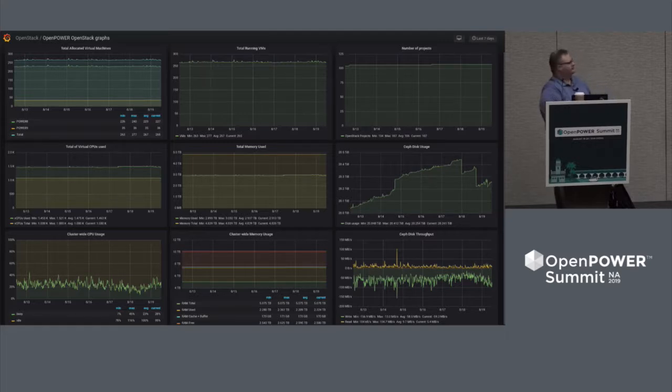Here's another set of graphs that I have. That's the same one I showed before, but this is showing all of the VMs. You can see the disk throughput on the Ceph cluster. There's lots of writes going on. I don't know if you can see it from here, but it's doing about 100 megabytes per second on a lot of the writes.